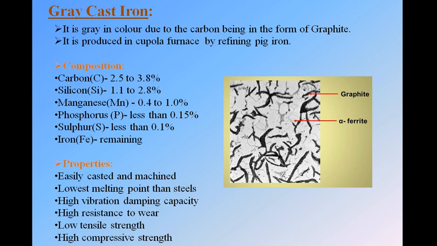Okay, next we have properties. It is easily casted and machined. As we know, all cast irons are casted and then machined after we get the cast. Then, lowest melting point compared to steels. As you know, as carbon increases, the material becomes harder and also more brittle. As it becomes brittle, it tends to have a low melting point. So gray cast iron has a lower melting point than steel.